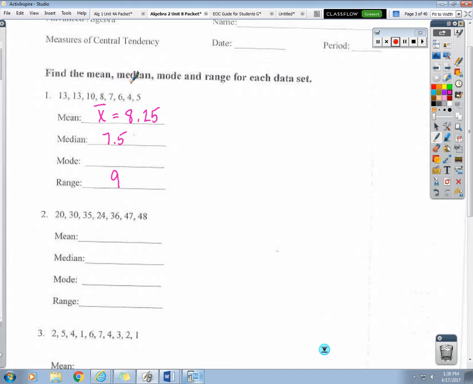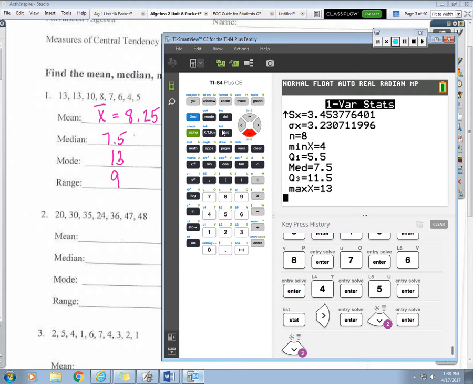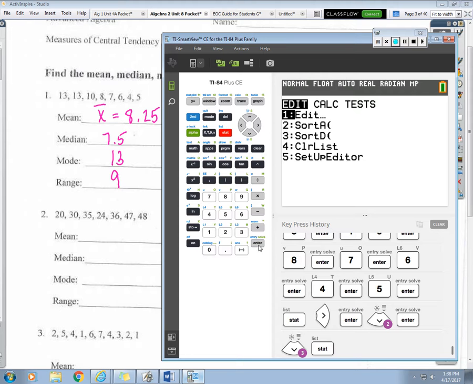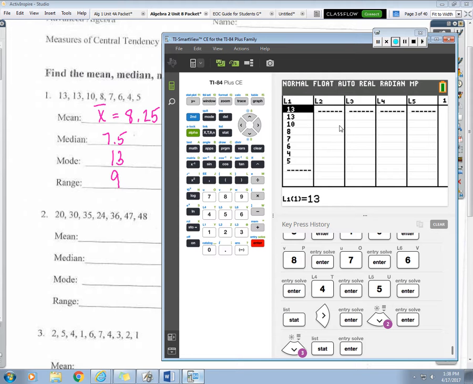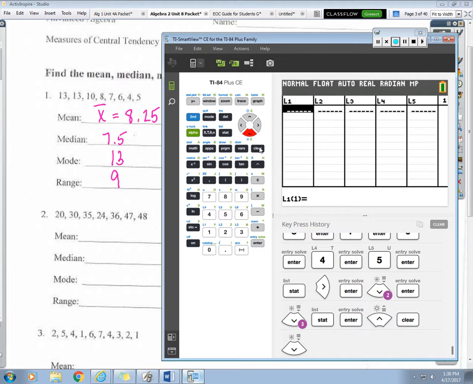And now you have to do the mode on your own. So what number occurs the most? 13. Okay, so let's try number 2 together in case you didn't understand all the calculator directions, and then I'll let you try 3 and 4 by yourself. Okay, you just go back to stat, edit, and now watch. If you want to clear all of this data at once, watch. Hit up until you've highlighted L1, hit clear, and then when you go back down, it'll be gone.